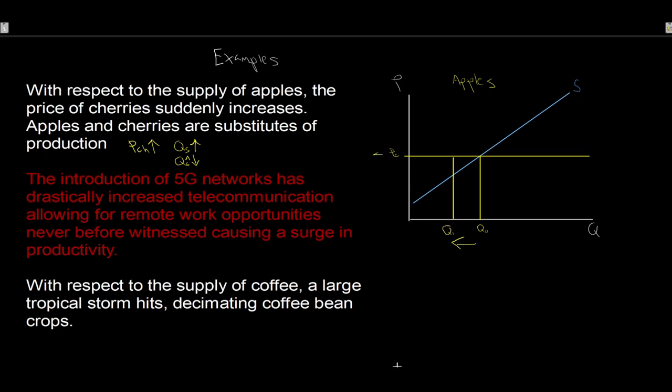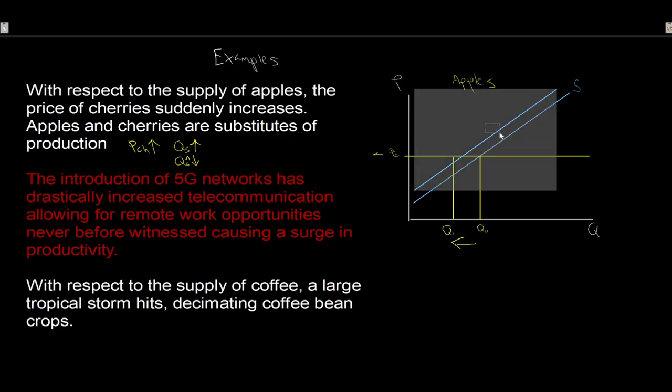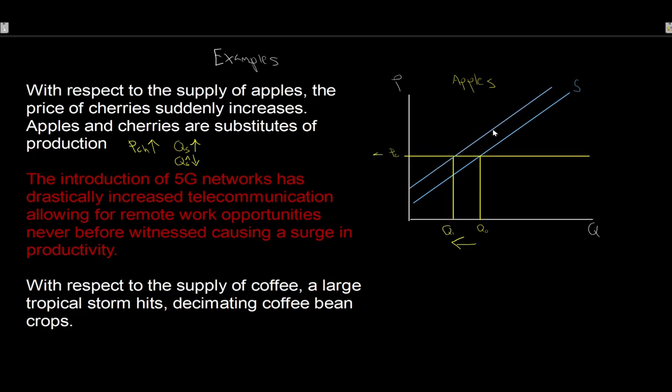This has all happened ceteris paribus. So in that case, what has happened to our supply curve? Our supply curve has shifted to the left. It's not quite far enough. There we go. Our supply curve has shifted to the left. There it is. So we have our result for that one.